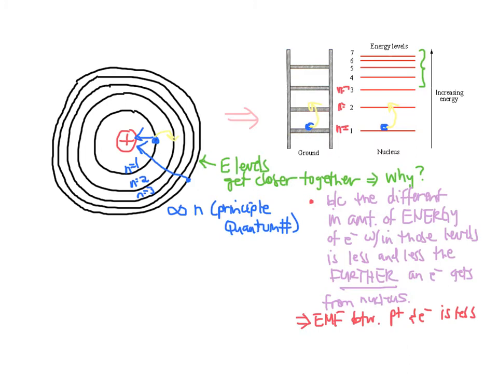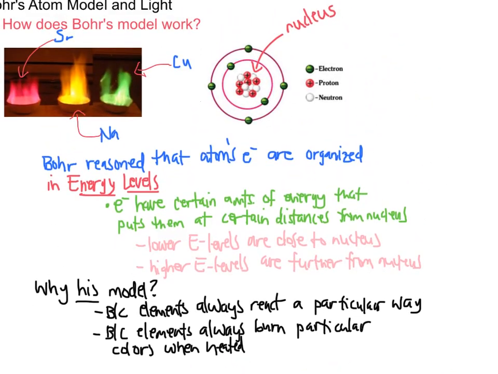Remember, electrons are negatively charged, and the nucleus is positively charged. And so the further an electron gets from the nucleus, the less pull it's got on it. And so that means the energy difference between, say, an n equals 5 and an n equals 4 electron is far less than the energy difference between, say, an n equals 1 and an n equals 2, just because of the distance from the nucleus. Okay, so that's Bohr's model in a nutshell.